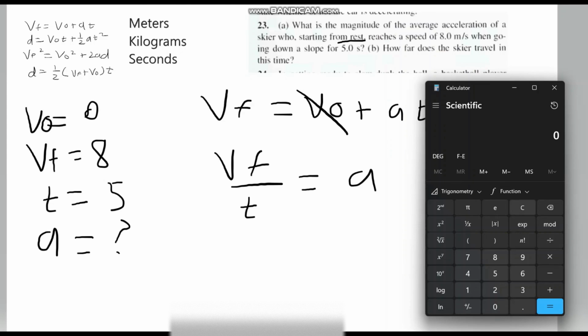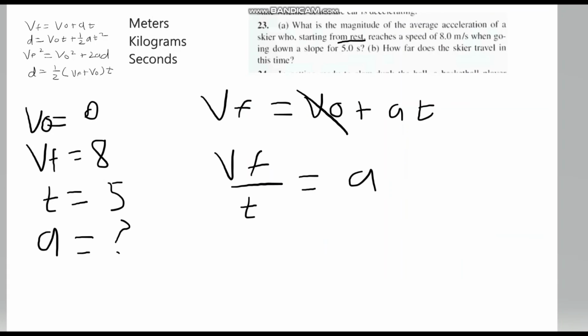Clear this. It's 8 divided by 5. Okay, 1.6. I was not thinking when I did that. I'm sorry, it was just 1.6. I am not mathing right now.